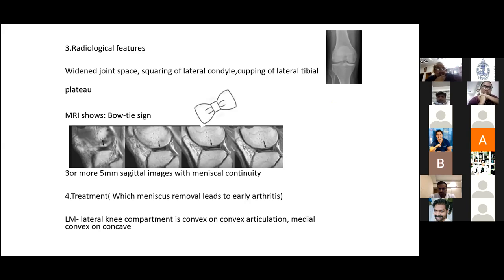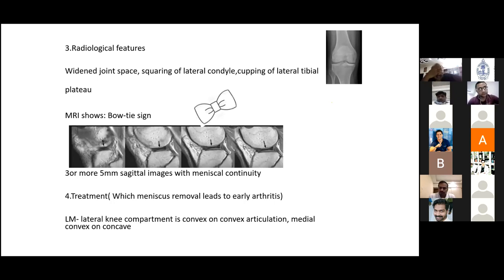For the medial meniscus, even if you don't repair it, it is fine. So if you have an ACL with a medial meniscus tear, an acute one in the peripheral zone, and you just leave it, sometimes the medial meniscus will heal. The lateral meniscus is less likely to.